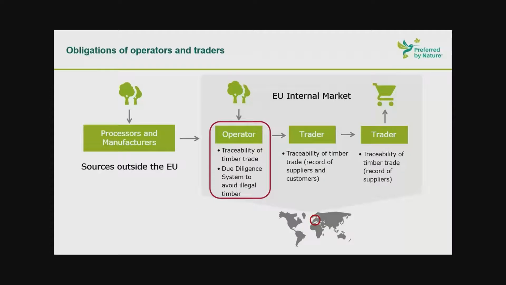Here it is again, but in a more visual representation. Products come in, and the first actor is the operator, who has to trace the timber to the country of origin and has to have the due diligence system to avoid illegal timber. And then the trader and traders further up in the supply chain have to maintain traceability.